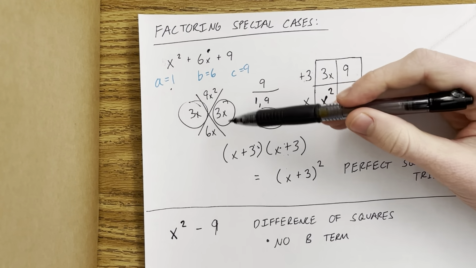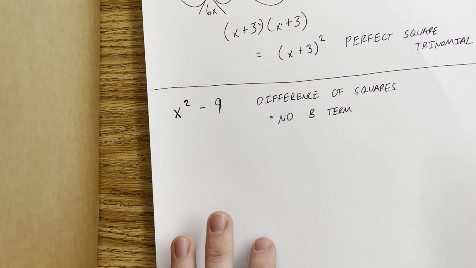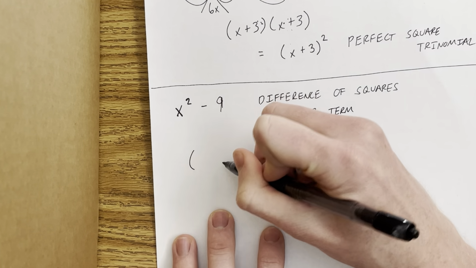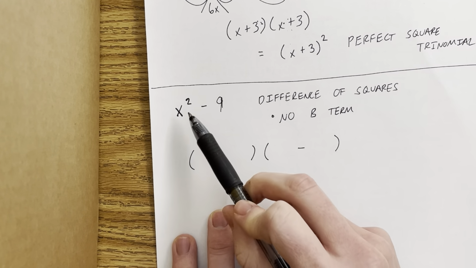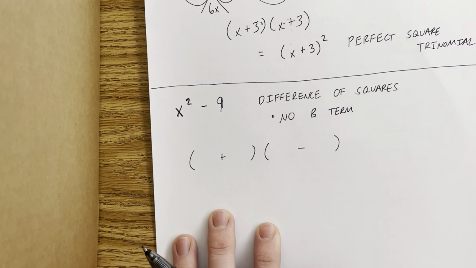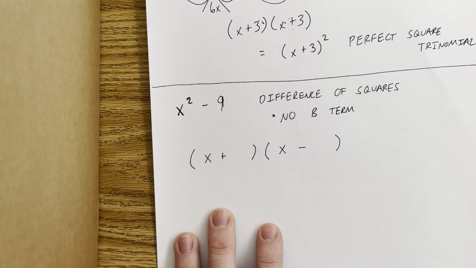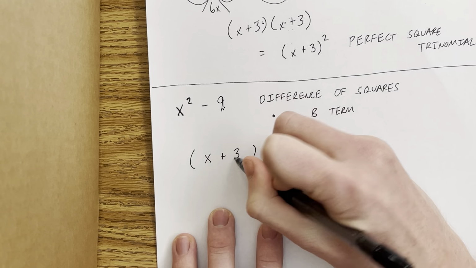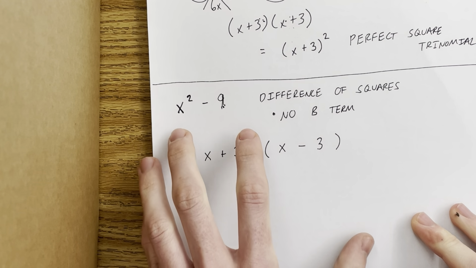So you could do it this way, like we've been doing it, and you'll get the right answer. But there's a shortcut for this one. And the shortcut, I'll show you, is to take the square root of both of these and then plus and minus them. So what I mean by that is, first step is we need to take the square root of x squared. So square root of x squared is just x. So those two would go right there. And then we take the square root of 9. The square root of 9 is just 3. So those go there. This is a very, very simple shortcut that will save you so much time if you know what a difference of squares looks like.